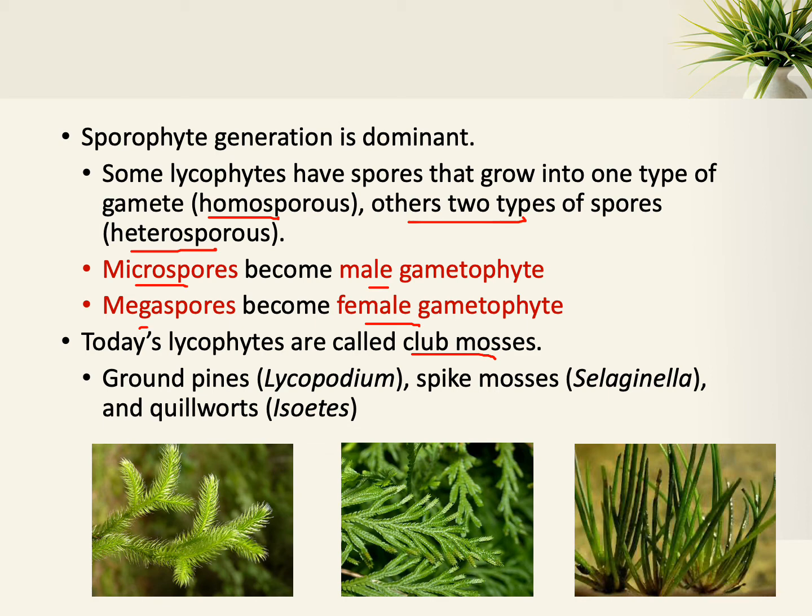These are examples of some of the club mosses: ground pine, Lycopodium. We have the spike mosses, which is Selaginella, and we have the quillworts. This is the Lycopodium, and this is the Selaginella. You will notice the strobili. I think this picture is not that close up, but if you get a close-up of it, you can see the strobili. And then we have the quillworts.